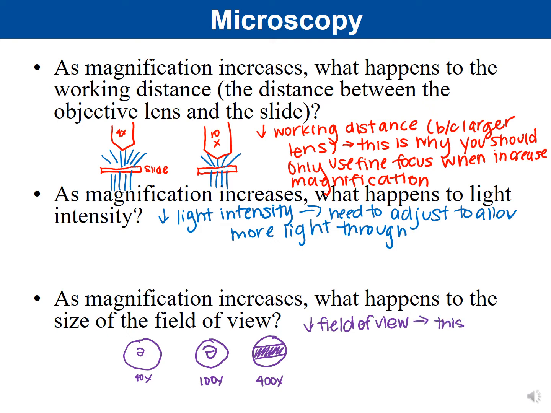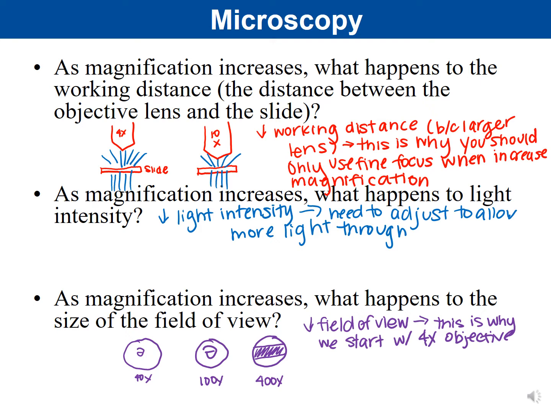This is why we start with the 4x objective, meaning a total magnification of 40x, because we have the greatest field of view, meaning it makes it much easier to find our specimen. If we tried to start at 400x total magnification and we're so zoomed in, it's going to take a while to find where that specimen actually is. So as our magnification increases, our field of view decreases.